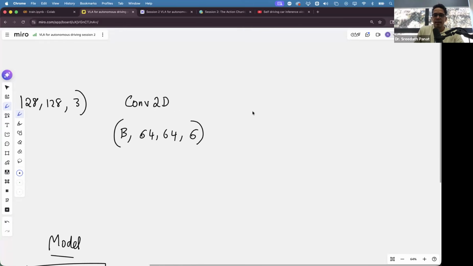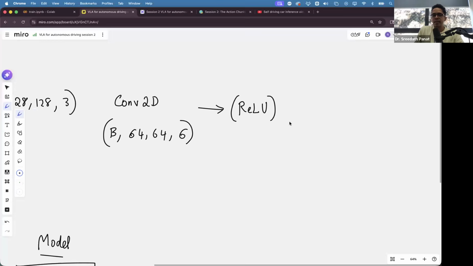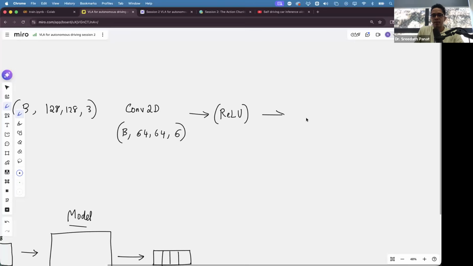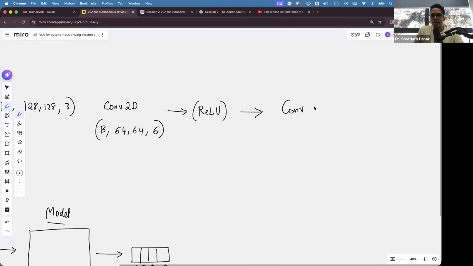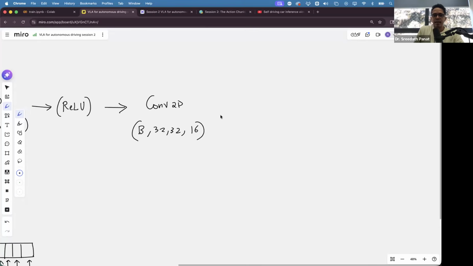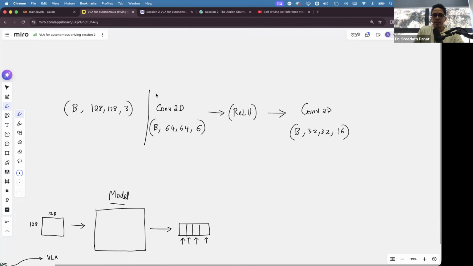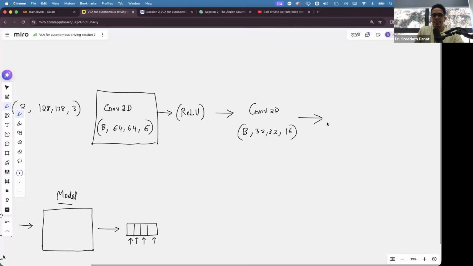In general, after convolution, the number of channels will increase and spatial dimension will decrease. And then there will be an activation function following this. Let's say activation is ReLU. Activation is very important to introduce non-linearity. Then again, we could have a 2D convolution, conv 2D, which will convert this into B, 32, 32. And depending on the number of output channels, this can become 16, right? Like that, you will have 1 or 2 or 3 different convolution layers. So these are convolution operations followed by non-linear activation.